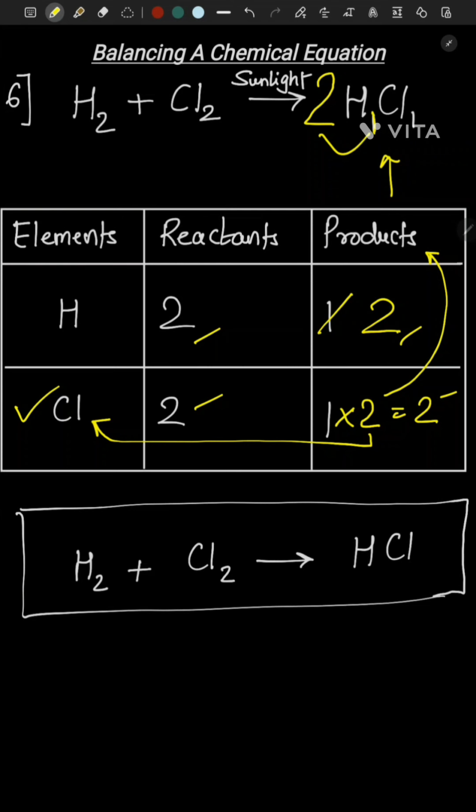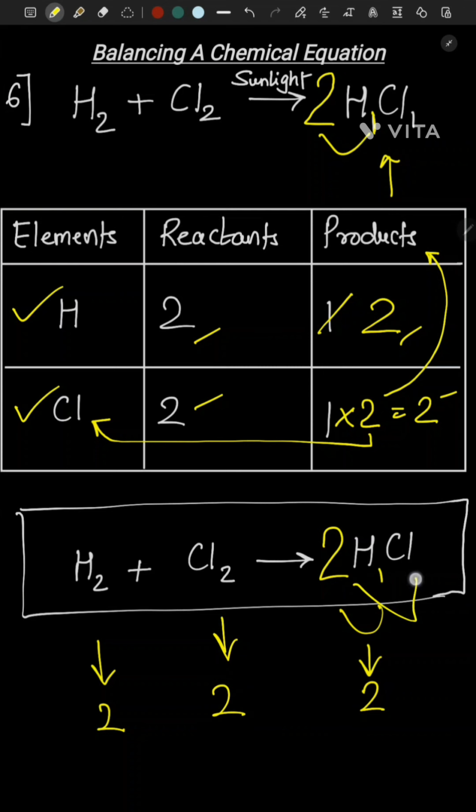Now let's check the reactant and the product side. Even the hydrogen got balanced along with chlorine. So I need to put these numbers down, as we have H2 plus Cl2 gives 2 HCl, wherein you can check 2 atoms of hydrogen, 2 atoms of hydrogen, 2 atoms of chlorine, and again 2 atoms of chlorine.